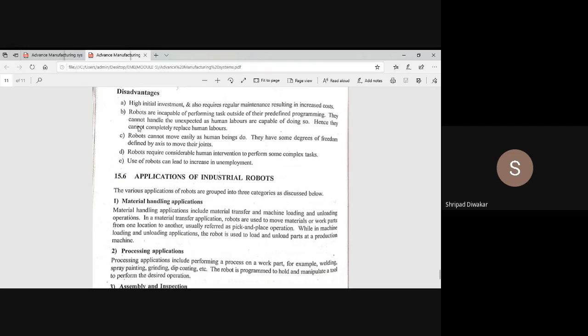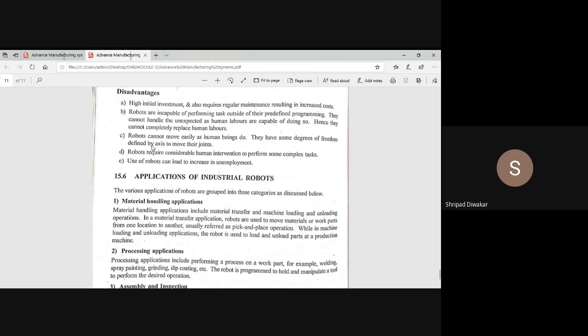Next, one more disadvantage is that robots cannot move easily as human beings do, because we have to do the programs. They have some degrees of freedom. Next, robots can require considerable human intervention to perform some complex tasks. In some cases, human intervention is also required for the performance of a particular task. So this is one disadvantage.